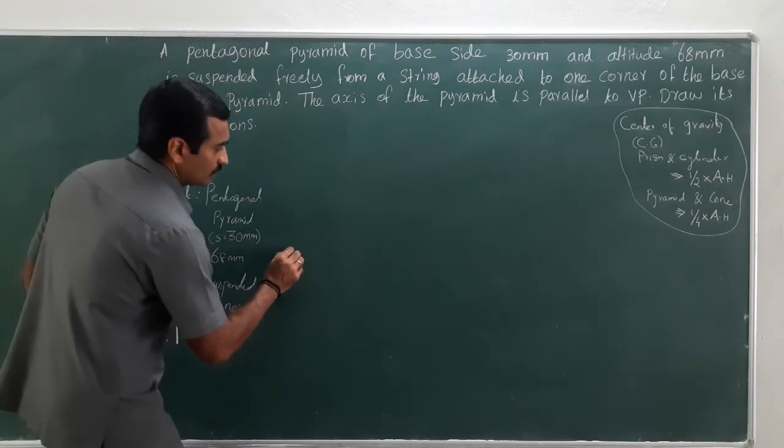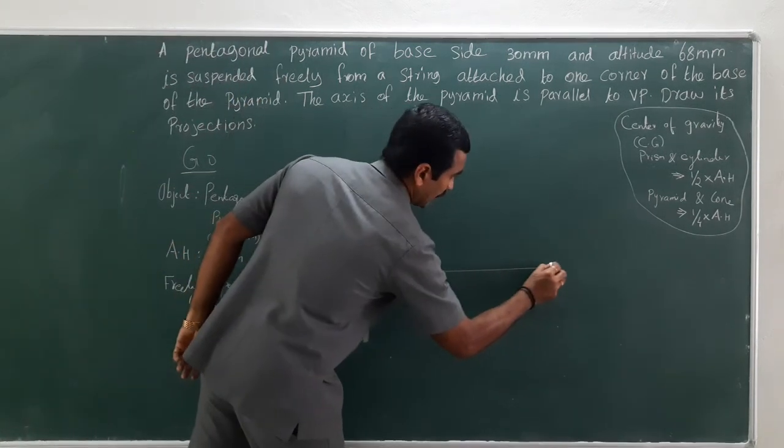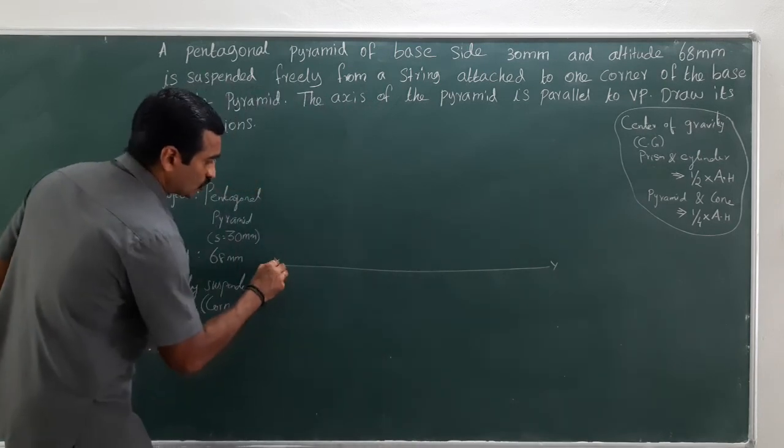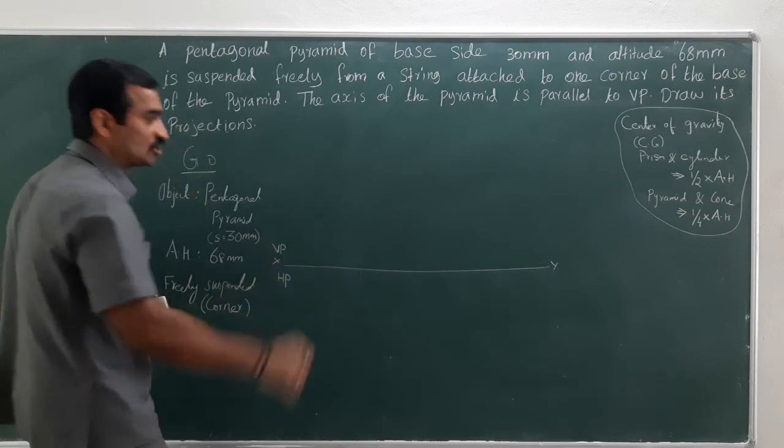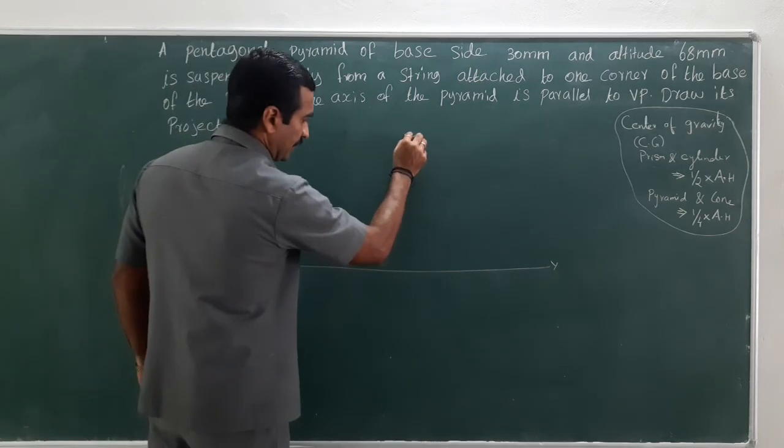First let me draw a line representing the XY, that is the reference line. Above the reference line is VP, below is HP. So this needs to be divided into two.